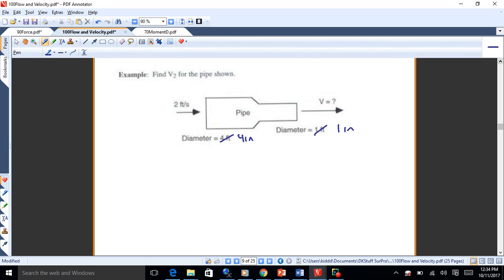So remember to convert those into feet first. They're 4 inches and 1 inch currently. We want to change them into feet, because the flow rate's in feet per second, as it often is, so you just want to get everything converted into feet so the units match.